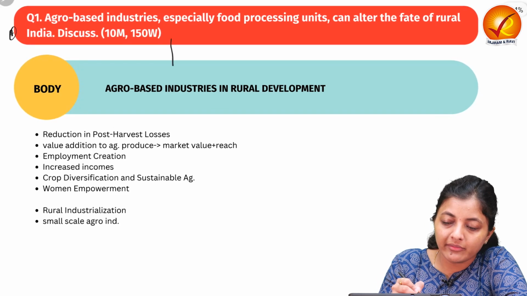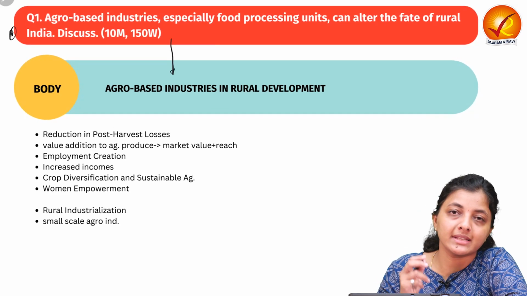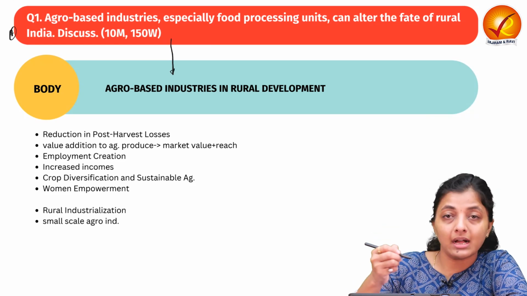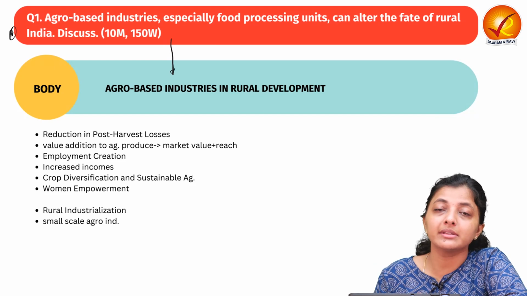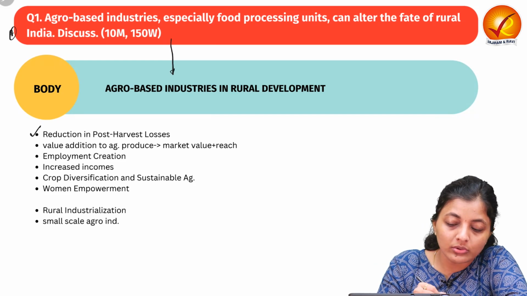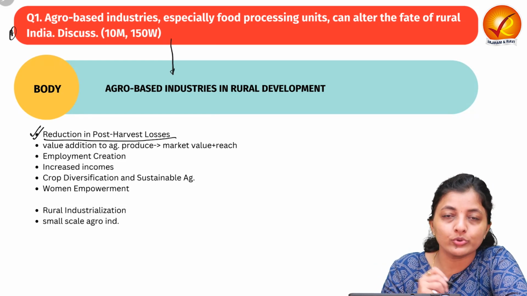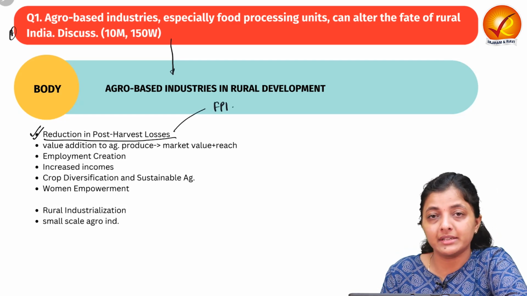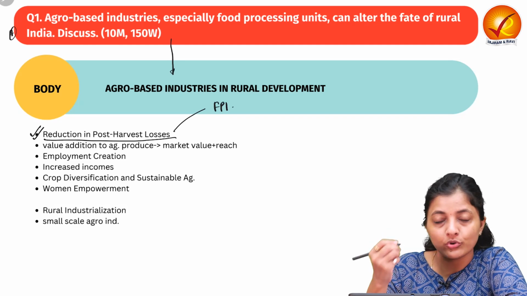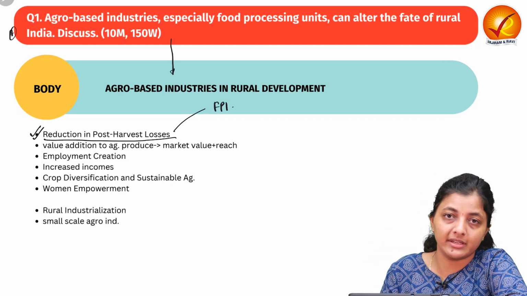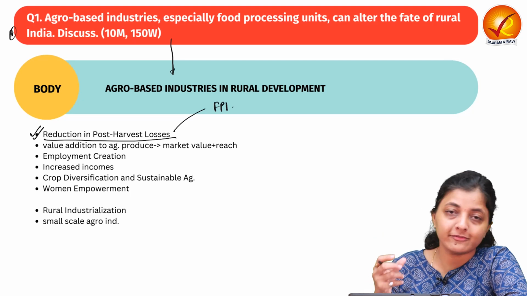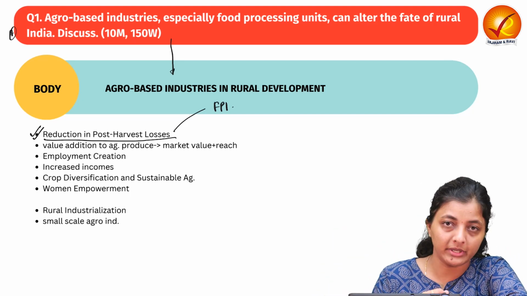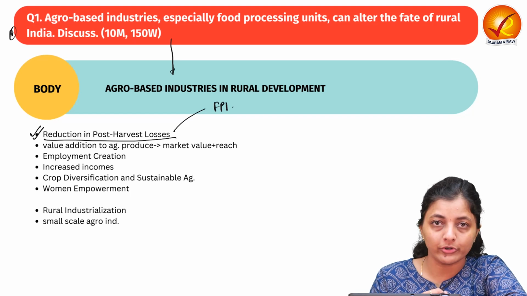Now in the body part we have to write the significance of these agro-based industries or the food processing industries and how these industries can alter the fate of rural India. So the first one is reduction in the post-harvest losses. As FPIs have the facilities or the equipments for storage, for processing and for refining, and also this food processing industries can do the sorting, cleaning, grading of the food material or the agricultural produce.